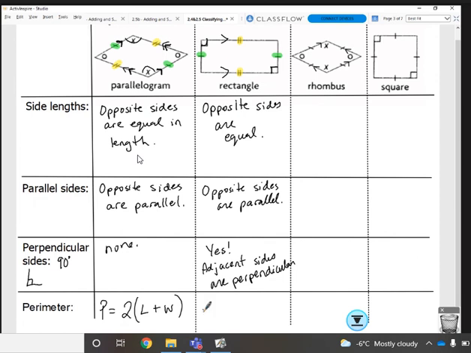And here we have the perimeter of this thing, of course. 2 times the length plus the width, sure.